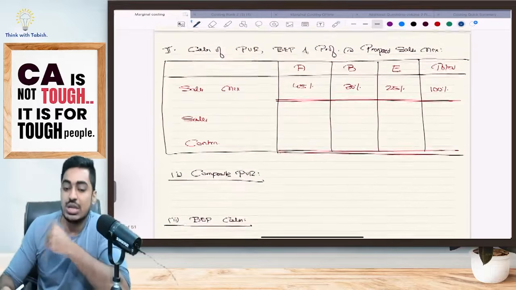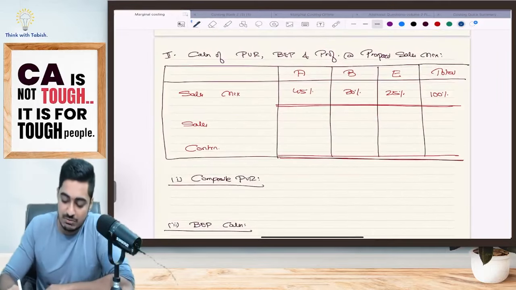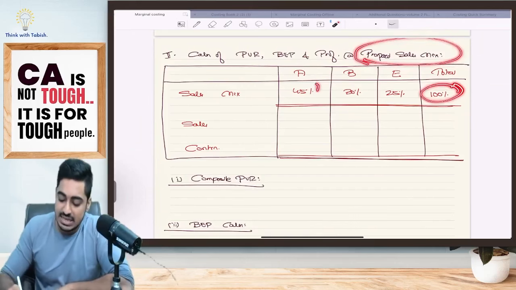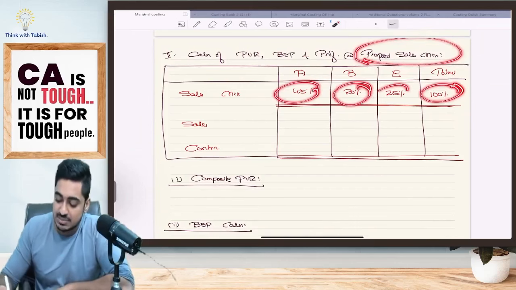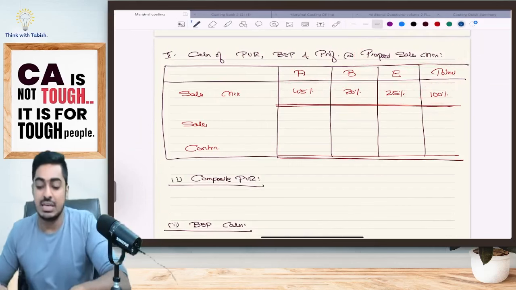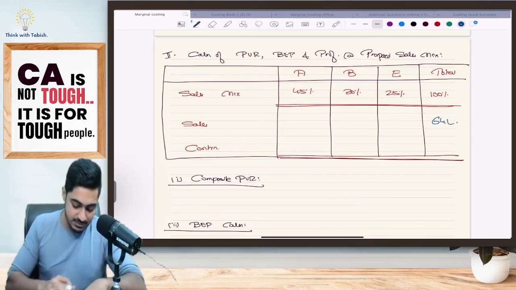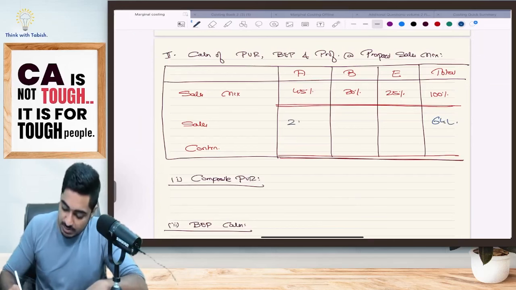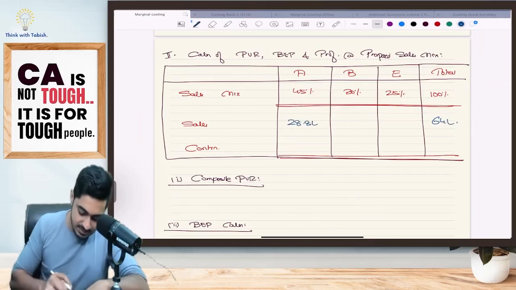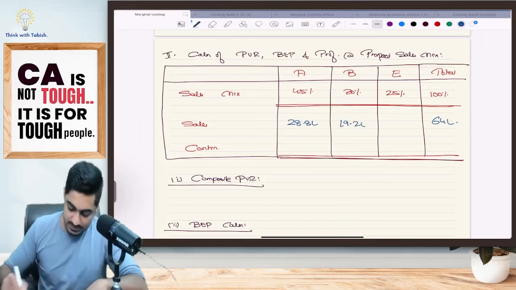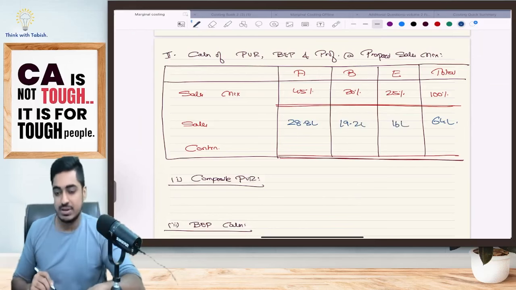Now the same story I have to do for the proposed sales mix also. I will do it a bit faster. Pay attention. Total 100% sale is there. A is 45%, B is 30%, C is 25%. Tell me in future what is going to be the total sale value? 64 lakh. Yes, if 64 lakh is the total sale value, A is 45%, that means 28.8 lakh. B is 30%, which means 19.2 lakh. C is 25%, which means 16 lakh. Yes or no, everyone? Yes, sir.